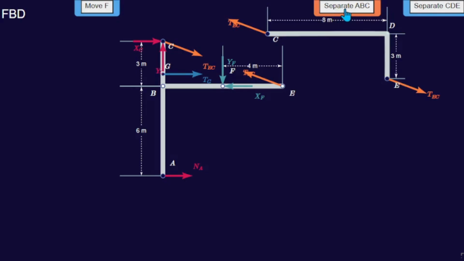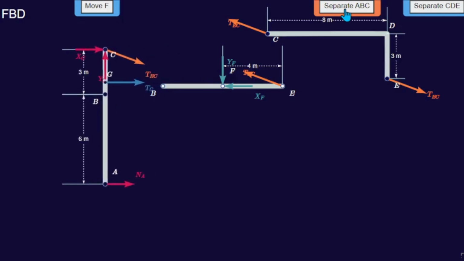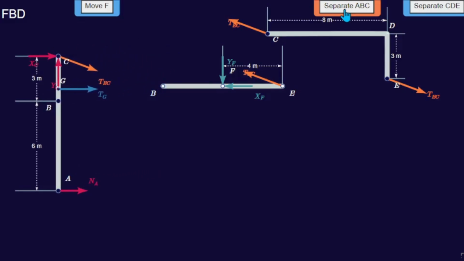Step 5. Simplify the frame further. Separate member ABC and add the reaction at B for both members. These reactions are equal and opposite. The simplified diagram is ready. Step 6. Choose the simplest member. To make calculations easier, choose the member with fewer forces. In this case, it is member BFE.